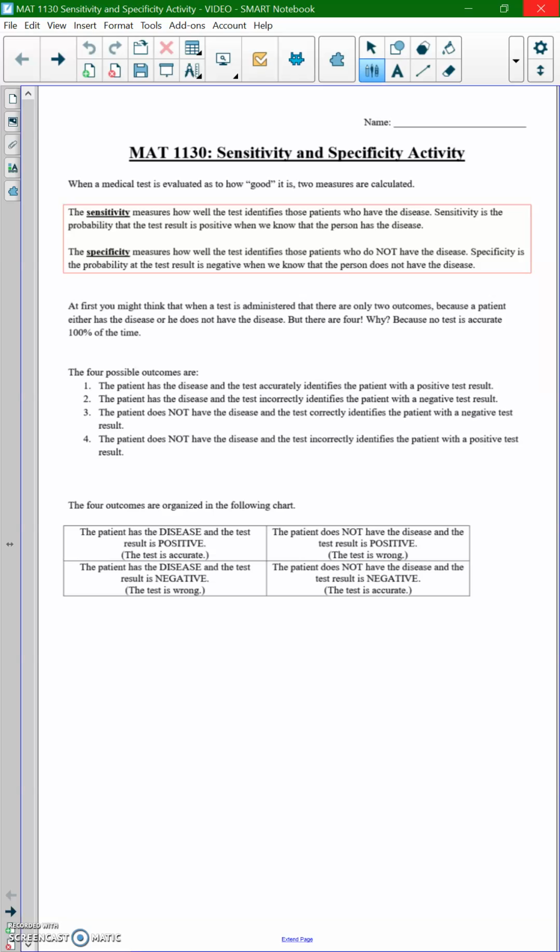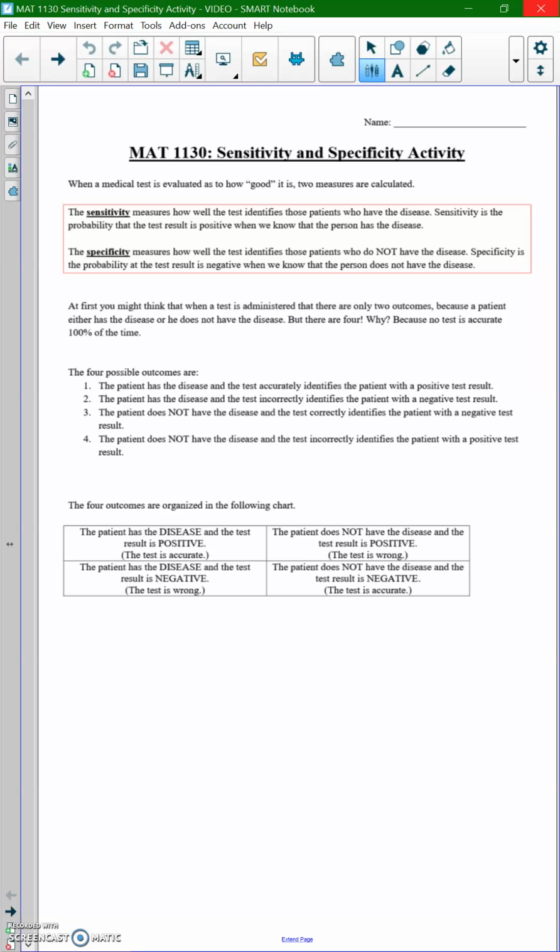And so we actually have four possible outcomes. The first of those possible outcomes is that the patient has the disease and the test accurately identifies the patient with a positive test result. Because if the test result comes back positive, that means they tested positive for the disease. Outcome number two is the patient has the disease and the test incorrectly identifies the patient with a negative test result. So even though they have the disease, the test is telling them they're okay, they're in the clear, they don't have the disease.